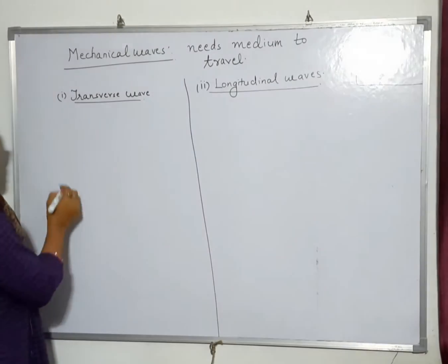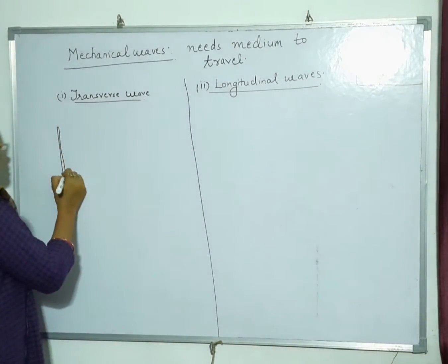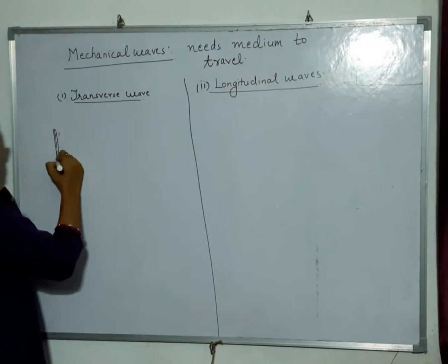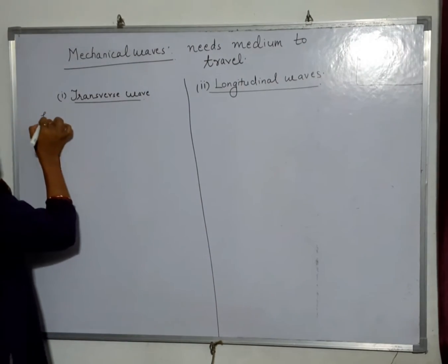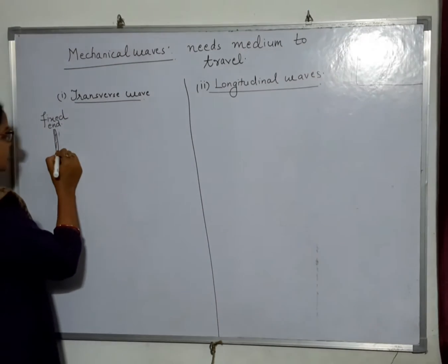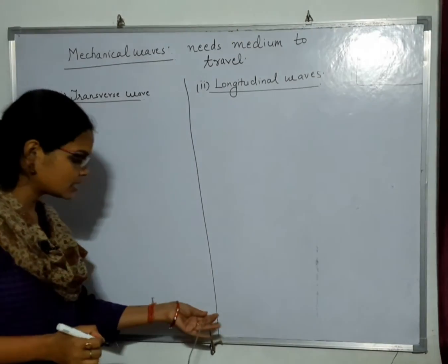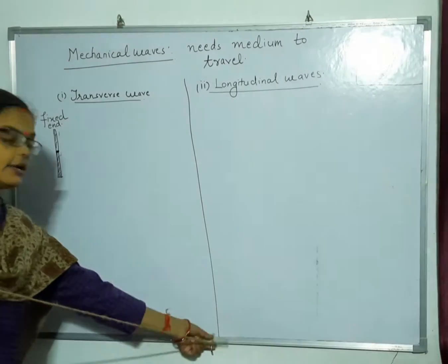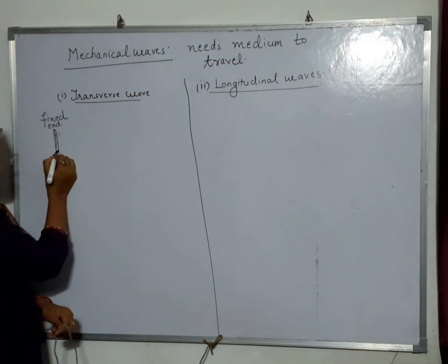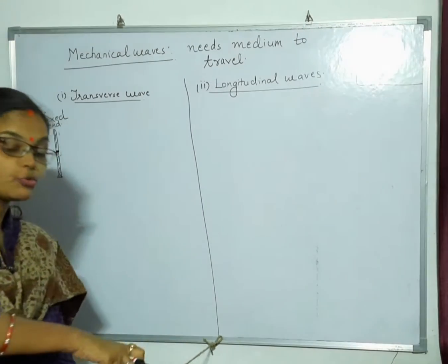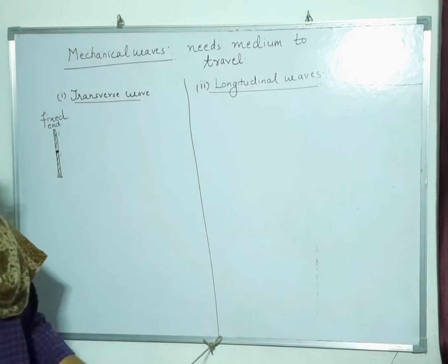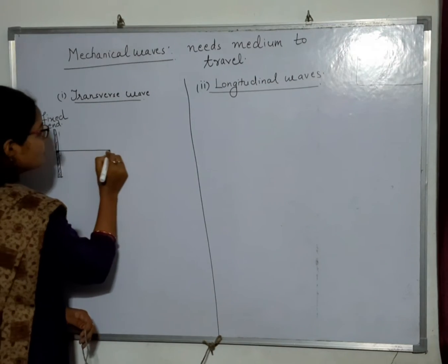Let us understand with the help of a diagram. Suppose this is a rigid support, or we can say fixed end. One rope is tied to the fixed end, and if you can see here, there is one rope in my hand and one end of the rope is fixed. If I jerk the rope, this is the path of the rope to travel, or we can say this is the direction of propagation. Direction of propagation means the direction in which the wave travels.